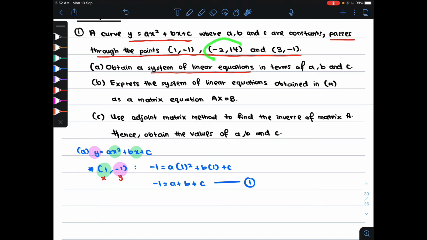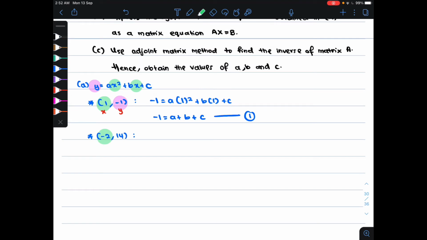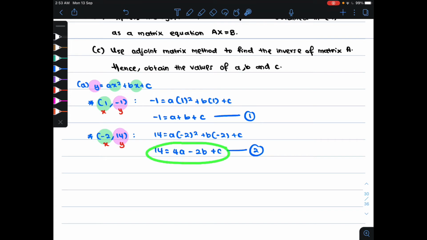Now let's do for the second coordinate, which is -2, 14. -2 is the x coordinate. 14 is the y coordinate. So substitute both coordinates into curve y. So, kalau kamu boleh simplifikan lagi kamu punya equation, contoh kamu boleh bahagi 2, sila bahagi 2. Kamu kena simplify sampai kamu dapat simplest form. But in this case, kamu dah tak boleh simplify. So, this is our second equation.